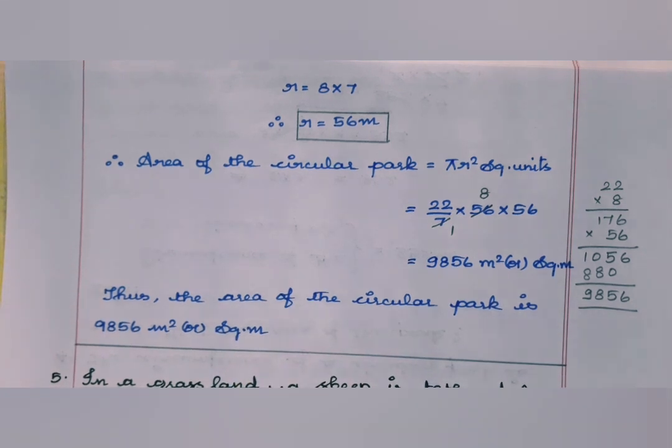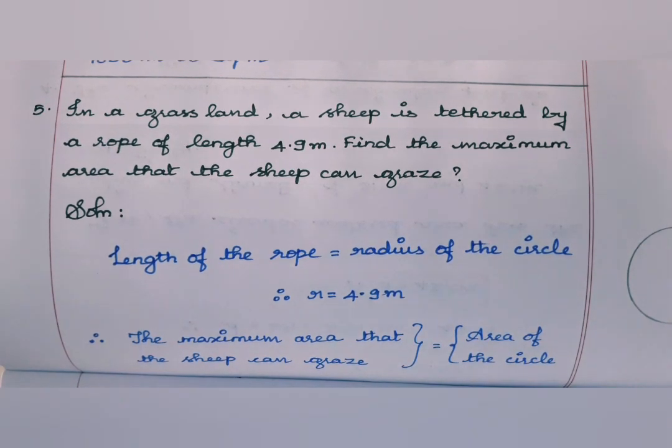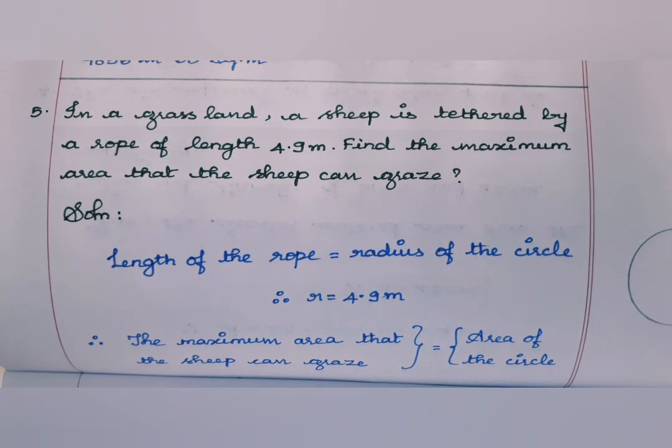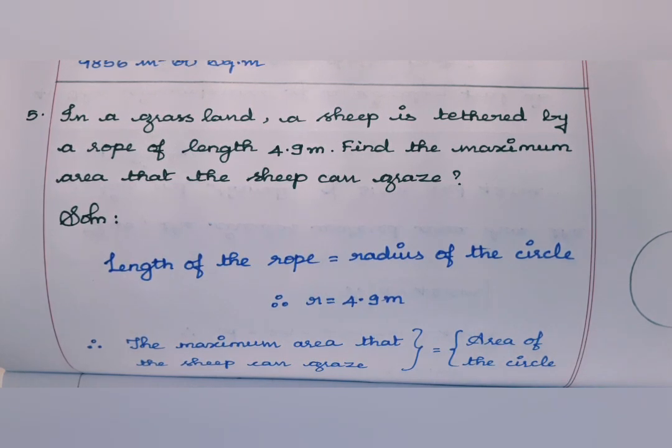Yes? Okay. Let's move on to the fifth question. So, fifth question, in a grassland, a sheep is tethered by a rope of length 4.9 meter. Find the maximum area that the sheep can graze.